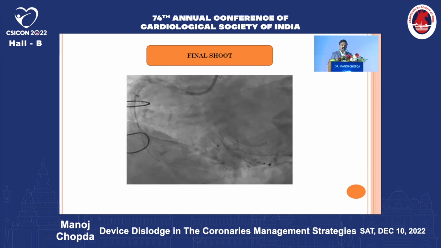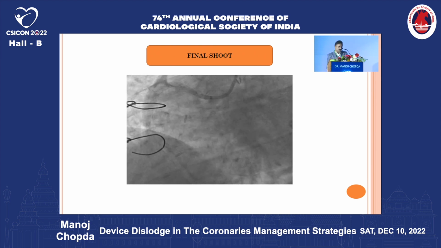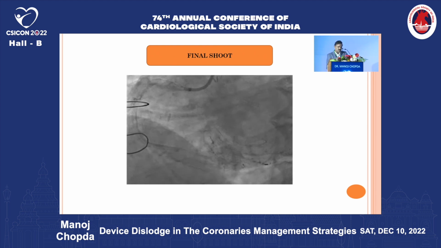And for the distal edge dissection, again we had to put a third stent and completed the angioplasty. We were lucky enough that the wire was inside, so we could take smaller balloons through the stent, inflate, and get the result.